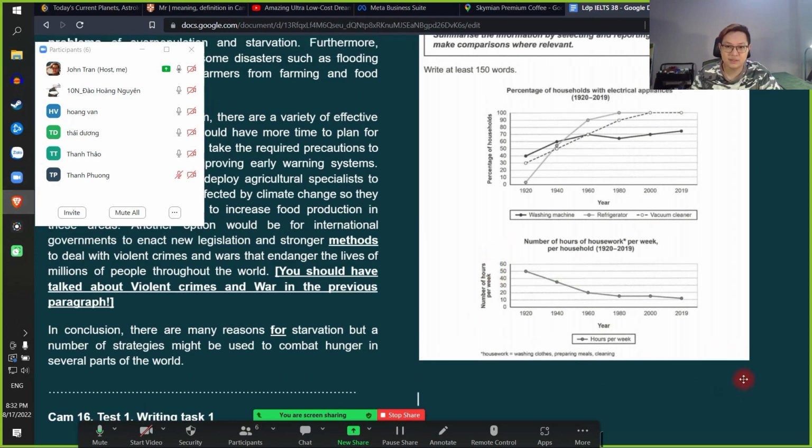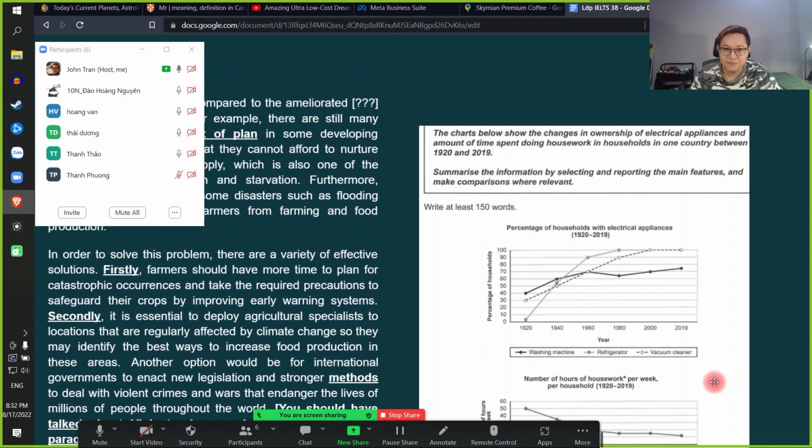So we have this. Writing task 1. The charts below show the changes in ownership of electrical appliances and amount of time spent during housework in households in one country between 1920 and 2009. Hai cái biểu đồ bên dưới này nó chỉ ra được những sự thay đổi về cái sự sở hữu những thiết bị điện tử và cái lượng thời gian dành để làm việc nhà ở trong những hộ gia đình ở một đất nước giữa năm 1920 và 2009.